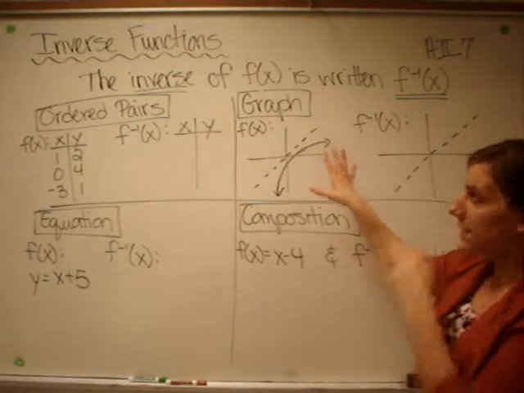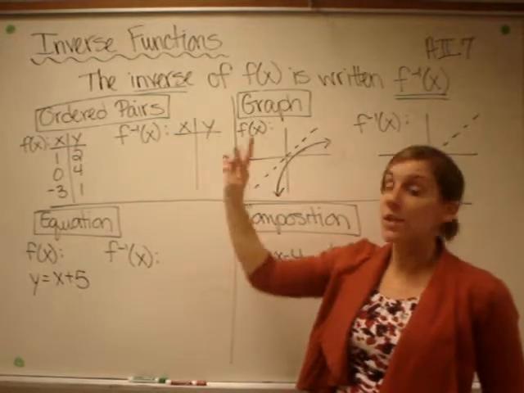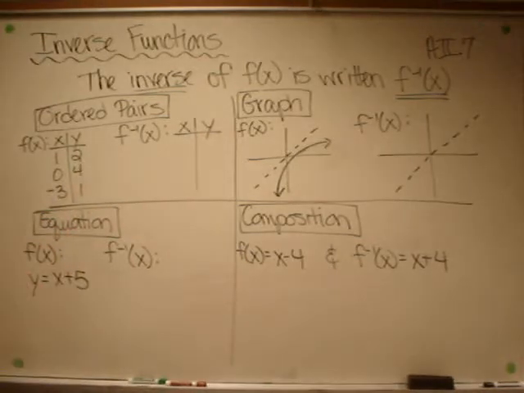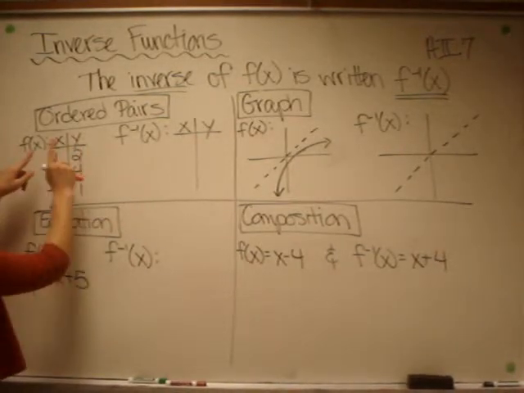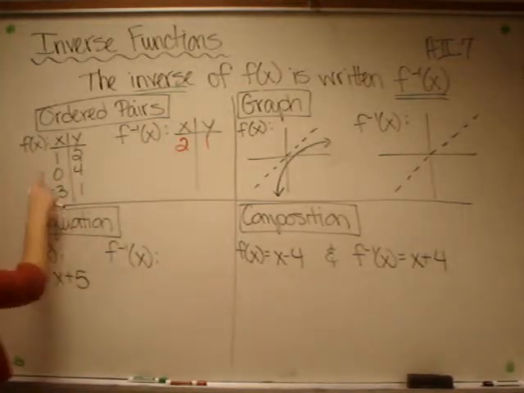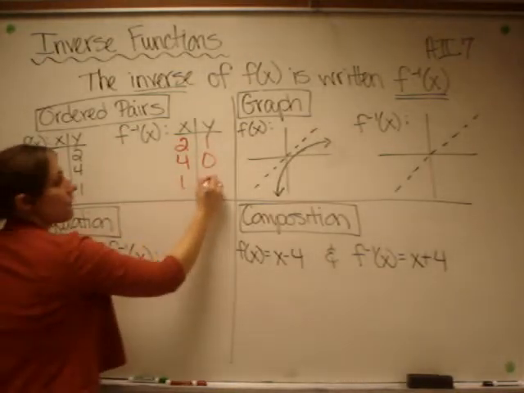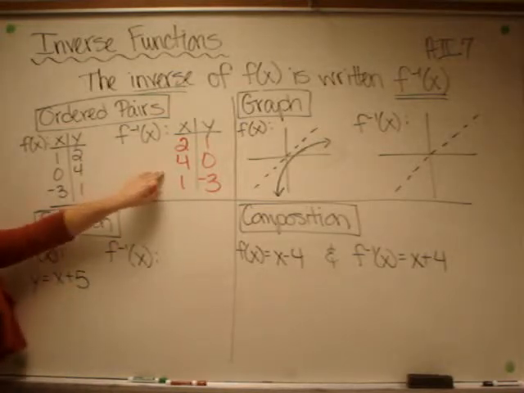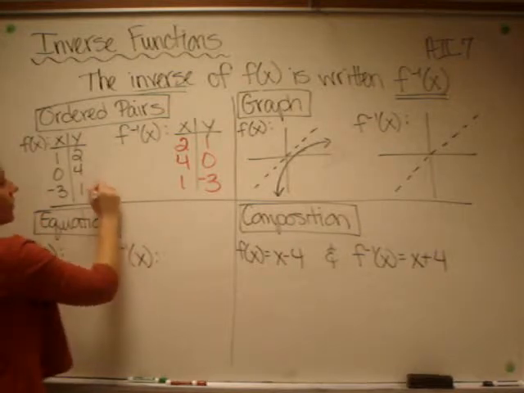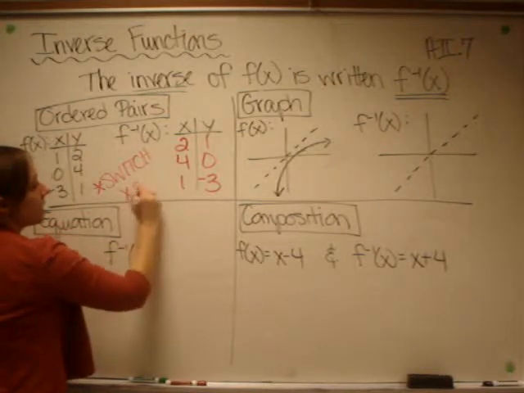There are four ways, like I said, to represent it. Ordered pairs is a pretty easy way. All you do is you switch them. The x and the y switch. So if this is our original function, if x is 1 and y is 2, we switch it: x is 2 and y is 1. If x is 0, y is 4, we switch it. And here, we also switch them. So x and y switch, and that's going to be a pattern throughout here. The main thing to remember is to switch x and y.